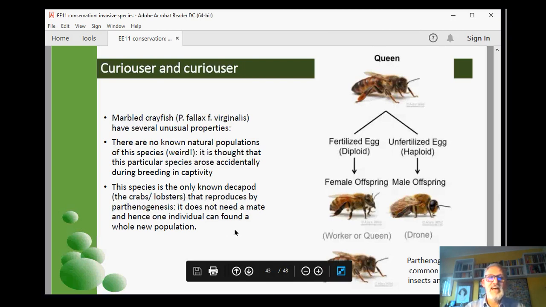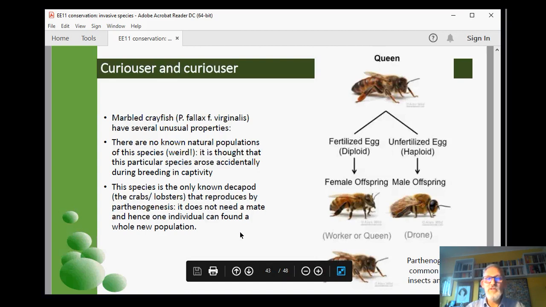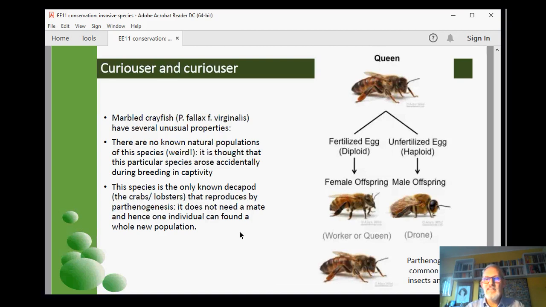The other thing is that it reproduces by parthenogenesis, hence the virginalis suffix, which means that it does not need a mate. And essentially, all of the marbled crayfish out there, wherever they are, are clones. They are all identical. And so the problem is that one individual can found a whole new population. So you only need one.